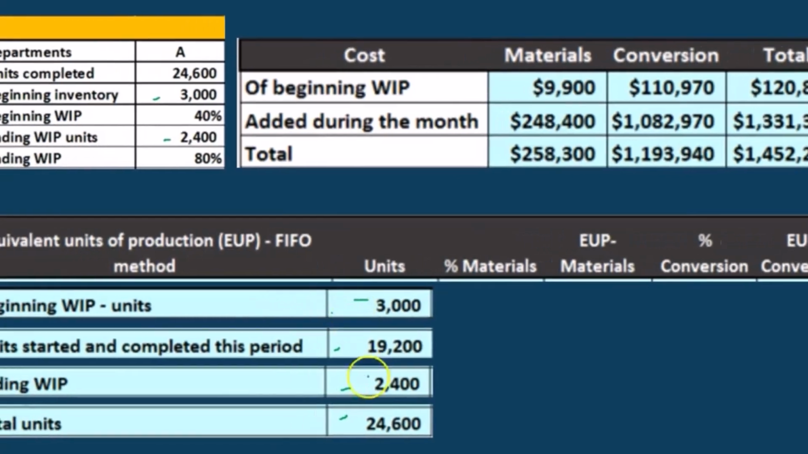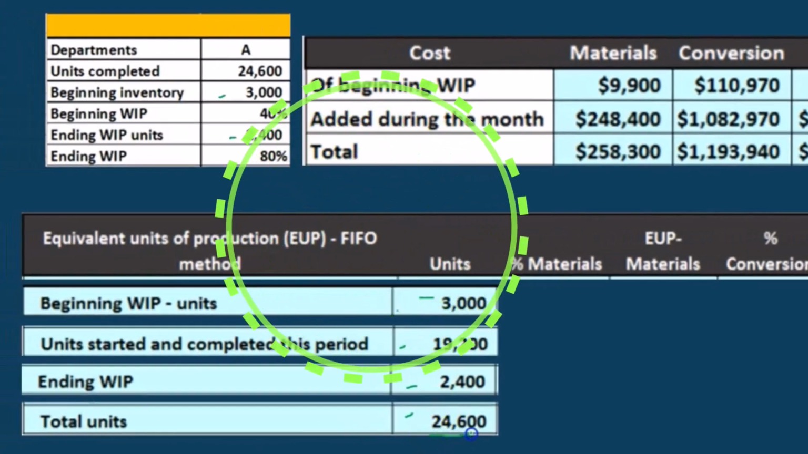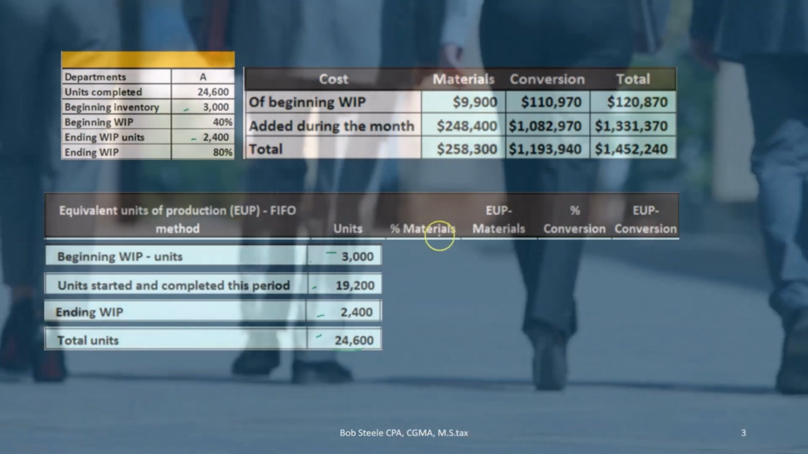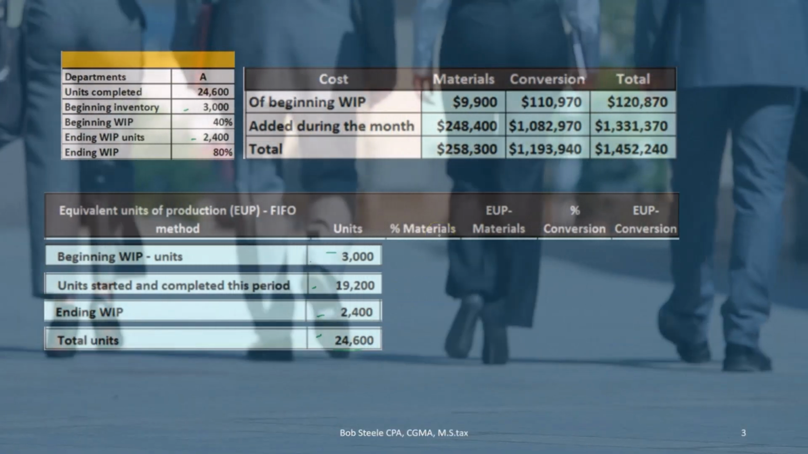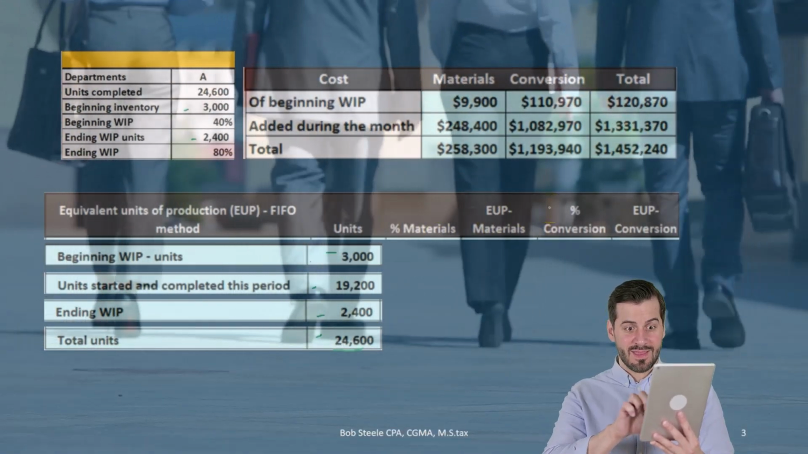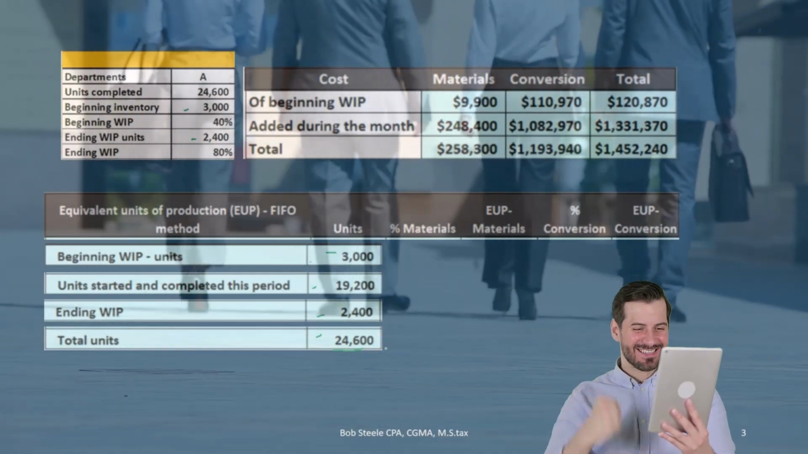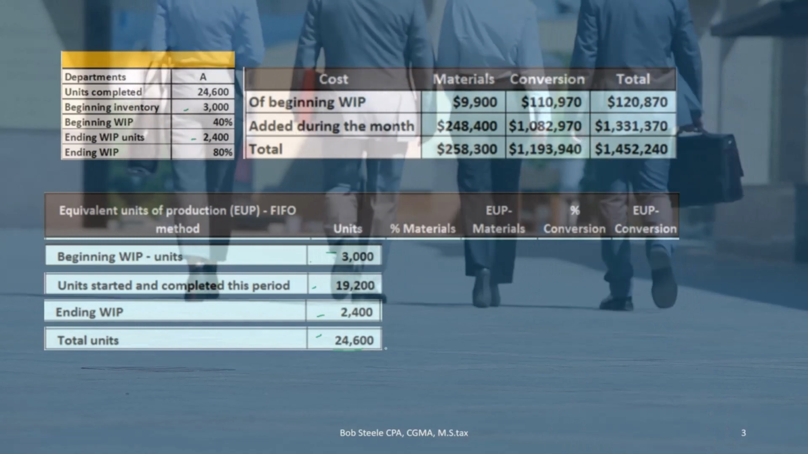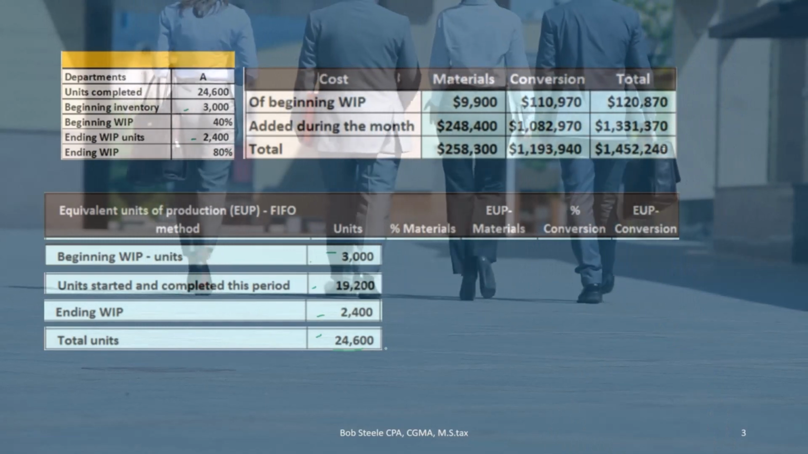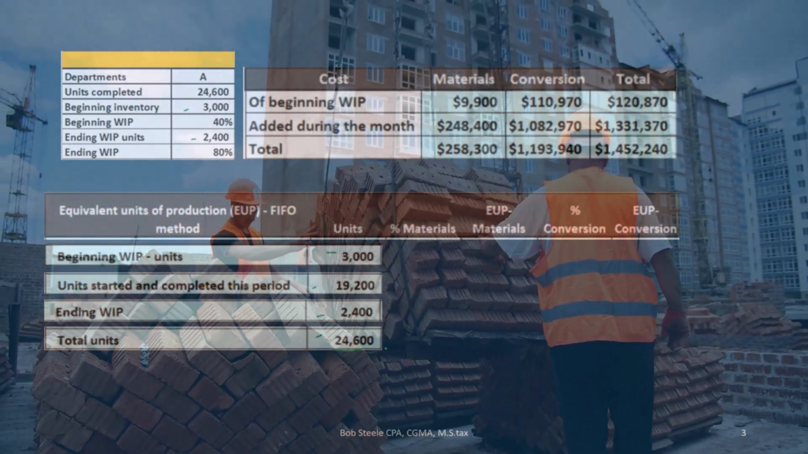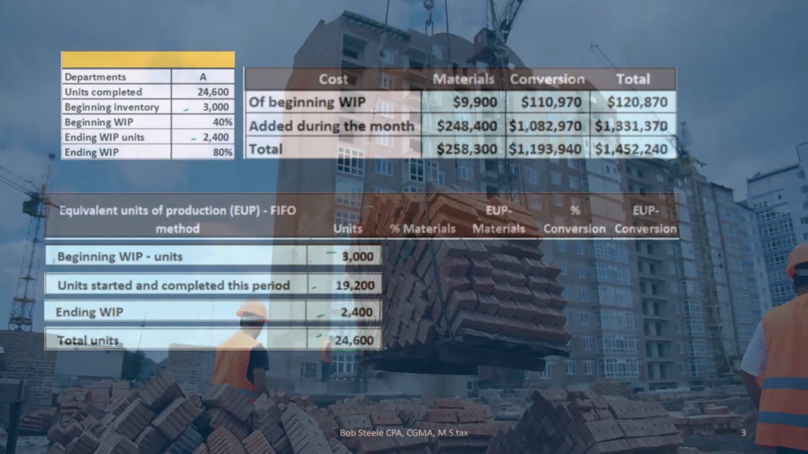So now what we're going to do is take the total units we need to account for. They're not completely done, all of them, in terms of the materials and in terms of the conversion. So these are the units that are kind of half done, or we're thinking of them as being partially done. The units for materials and the units for conversion, both those equivalent units will be less than this number.